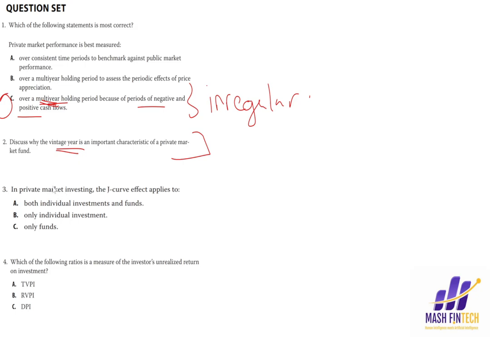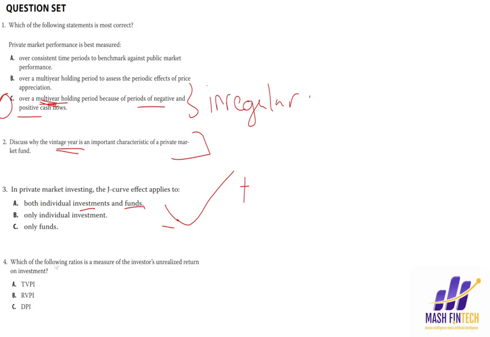Number 3, in private market investing, the J-curve effect applies too. So this applies to both individual investments and funds, where there's initially a negative net income and then eventually it rises, right? It's first negative and then eventually it's going to be positive, right?